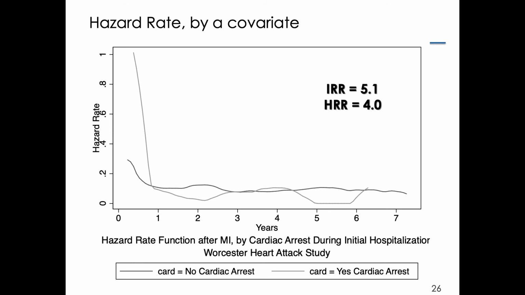So the hazard rate ratio approach is preferred because it considers the time-specific hazard rates. It's considered a better way to compare the groups. So from the same data, from Stata, I calculated the incidence rate ratio, which came out to be 5, and the hazard rate ratio, which came out to be 4.